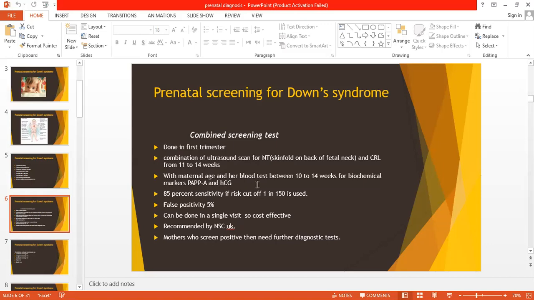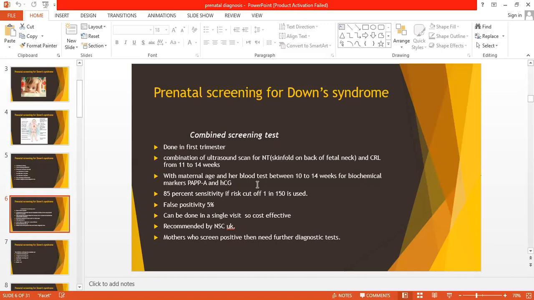So a risk status will show you that this pregnancy is at risk of carrying a fetus with Down syndrome. Either it is 1 in 100 or 1 in 200 or 1 in 300. The lab will give you the result in this manner, that it will calculate the risk as 1 in 100 or 1 in 200 or 1 in 300. In many cases, if the lab gives you a 1 in 150 risk, then it is considered better to go for a diagnostic test.